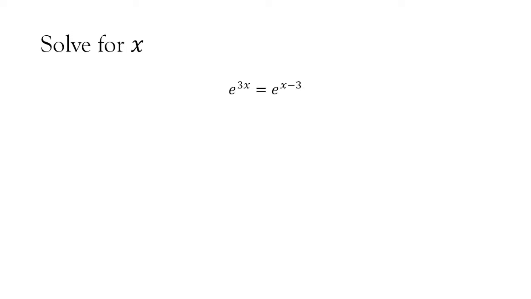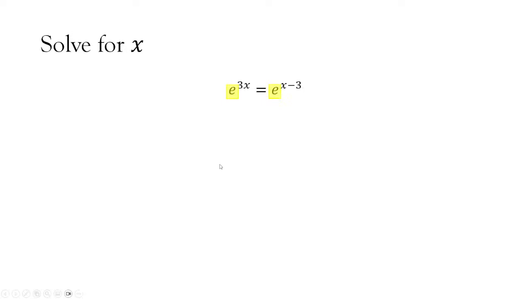So for this first one, solve for x. Let's go ahead and see what we're dealing with here. Here we have an exponential equation: e to the 3x is equal to e to the x minus 3. The first thing we want to do with an exponential equation is see, can I make the bases match each other? What's the base on the left and the base on the right? Well, in this case, they both turn out to be e. So that's great for us.